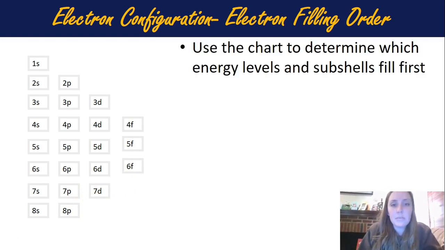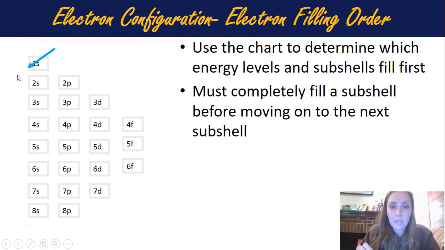So how do you use this? You use this chart to figure out what energy levels and subshells fill first, and you do that by drawing in arrows. So you're going to draw an arrow on the diagonal here, going down and to the left, so you can see what order it fills in. So 1s fills first, because that's the first arrow you would hit. Now you must completely fill a subshell or orbital type before you move on to the next subshell. So if you only have 1 electron, for example, it has to go in 1s. You can't move on. If you have 2 electrons, both of them have to go in 1s. You can't move on to the next one until 1s is totally filled.